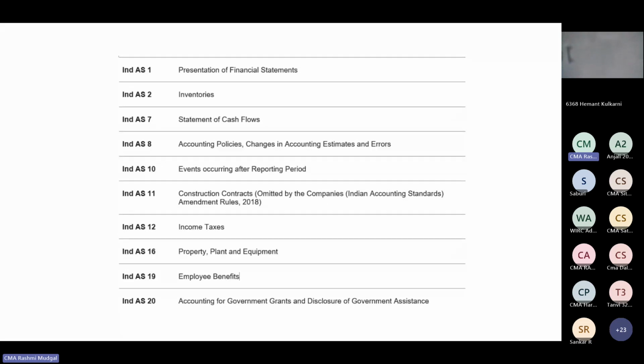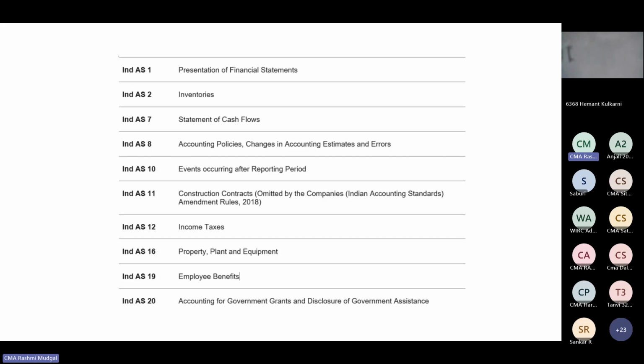In AS12, income taxes: what we do with income taxes, how to calculate them, how to present them in the P&L, or whether we need to put them outside the P&L because income tax is not our expense. In AS16, property, plant and equipment: how to value them at market value, or if there is a sale and purchase, how to enter it, because the taxation rules are different. If we are getting a good exemption in taxation, do we need to report it in the financial reporting also? These are taken care of by AS16.